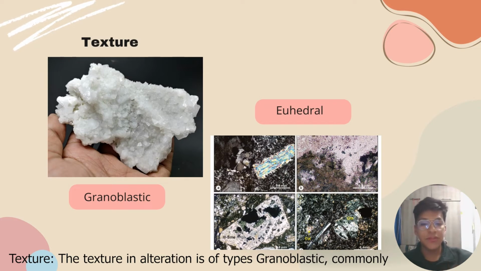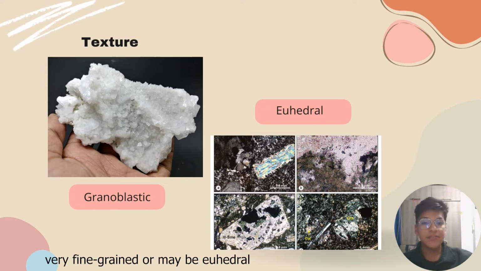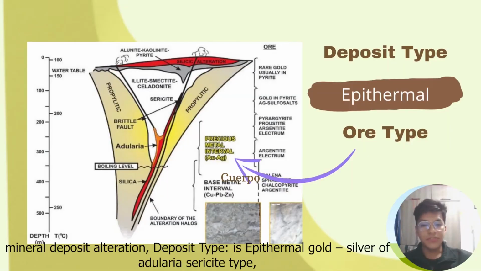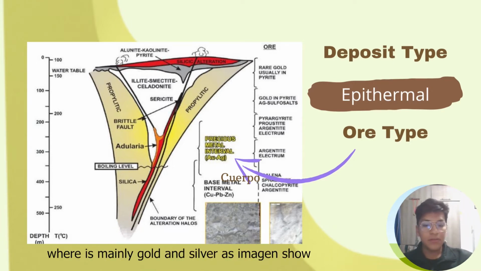Texture. The texture in the alteration is tight and granoblastic, commonly very fine grains, or might be euhedral. Mineral deposit alterations. Deposit type is epithermal gold and silver of the adularia-sericite type, where it is mainly gold and silver, as the image shows.